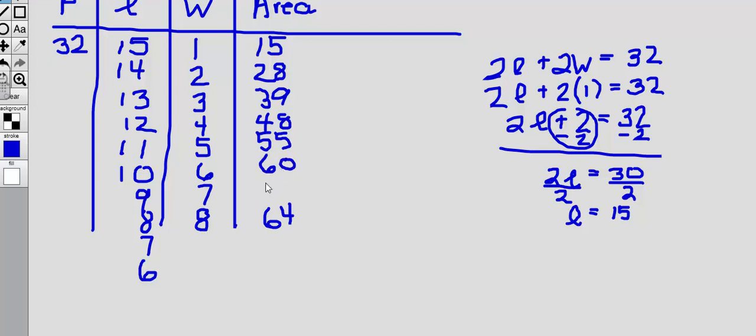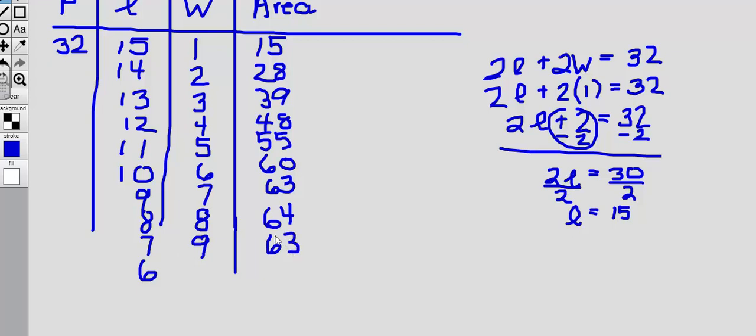60, 63. Now you may also realize that if we were to continue with this pattern, see the 7 and the 9, that's the same thing as this. Then the numbers will start to go back down.